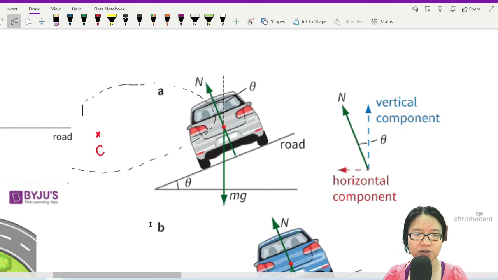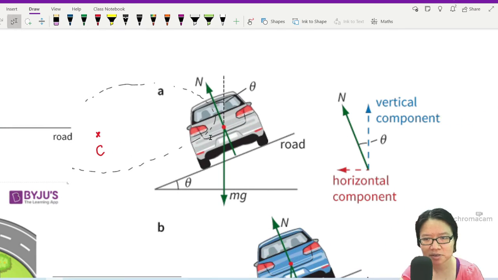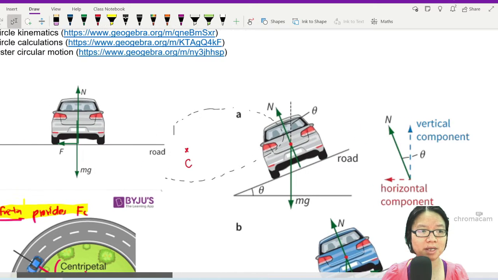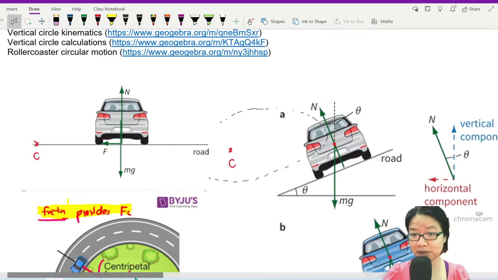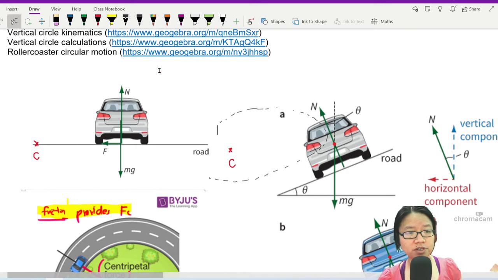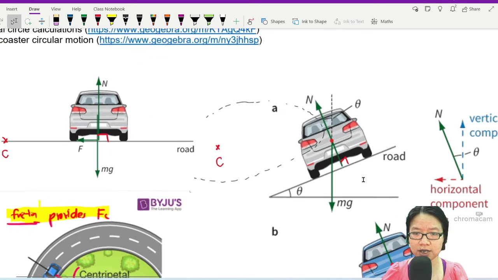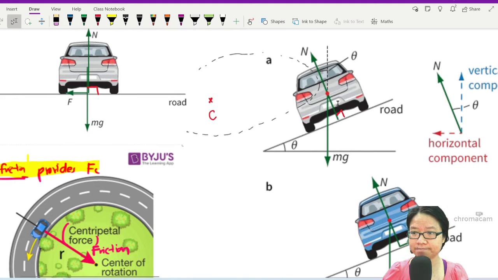Number one, because the car is on the inclined plane, this means the normal force is no longer parallel to mg. This one needs you to recap a bit about what you've learned in your dynamics chapter previously in your AS. Previously you know that normal must be 90 degrees to the surface, the contact surface. In this case, because the road is banked, your normal force will be in this direction, 90 degrees to the inclined plane. Which means we need to do this thing called resolving vectors.